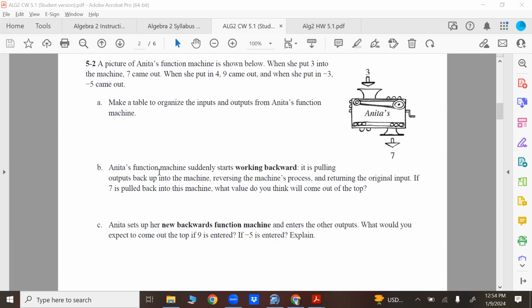Just so you know, it's been, what, 3 weeks since you've done some math. So our final is December 15th, right? So it's been almost a month, actually, if you think about it. So a picture of Anita's function machine is shown, but we did this in the first semester, probably the first day, I think.